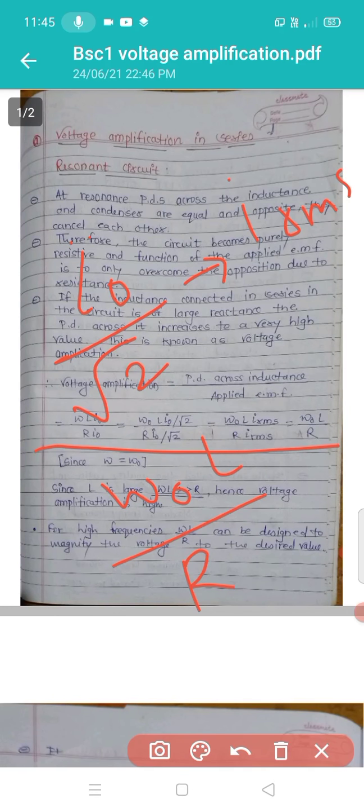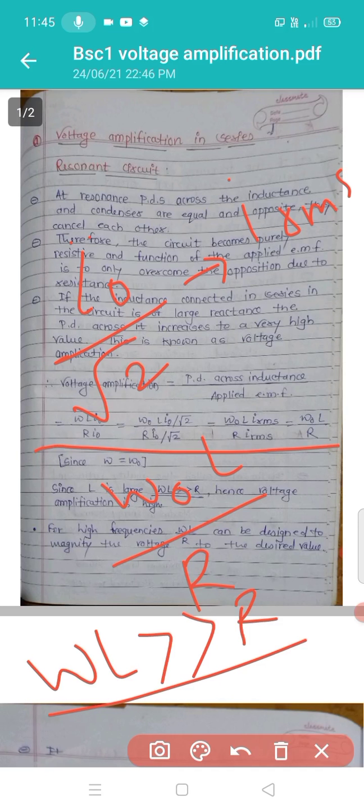Here omega is equal to omega naught. Since L is large, omega L is very much greater than R. Hence, the voltage amplification is high. This is the condition for voltage amplification. Since the inductance is large, the value of omega L is much greater than the resistance, hence the voltage amplification is very high. Understood? For high frequencies, omega L can be designed to magnify the voltage to the desired value.